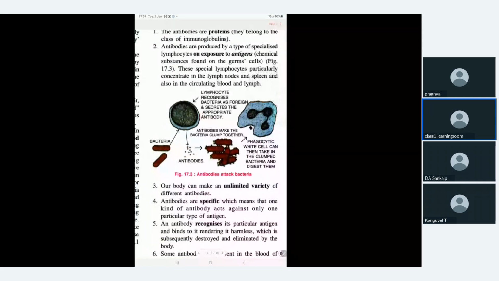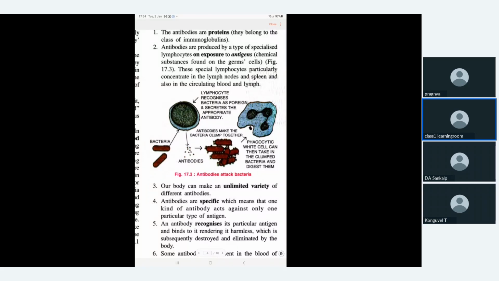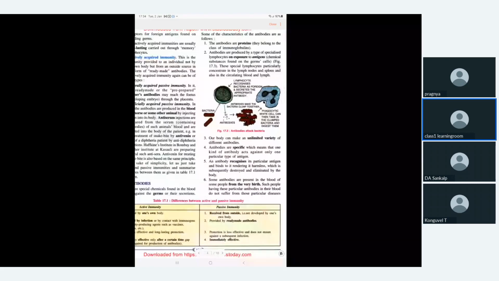It will do phagocytosis. Do you remember phagocytosis? Neutrophils and monocytes are phagocytic in nature. We discussed that. And now look at that. The antigens which are surrounded by antibodies are engulfed by neutrophil, and the antigens are destroyed. So that's how the body reacts to foreign substances.